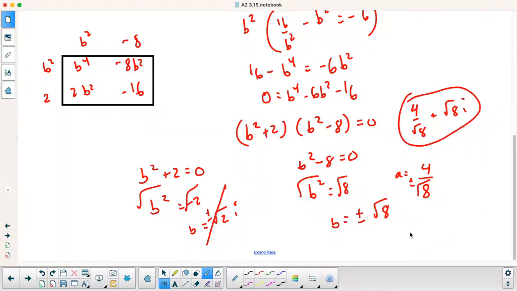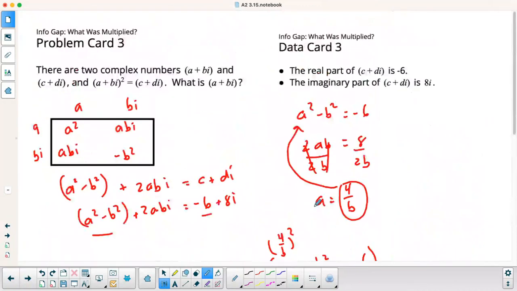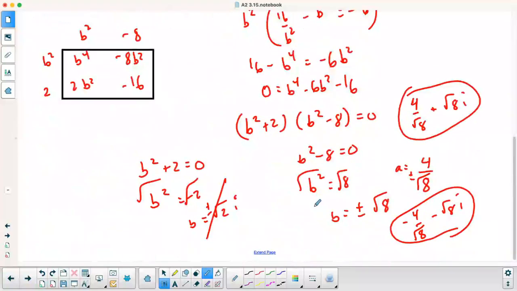And then we're going to have negative 4 over radical 8 minus radical 8i. All right, let me double check everything here, make sure that all works. All right, I think that is good.